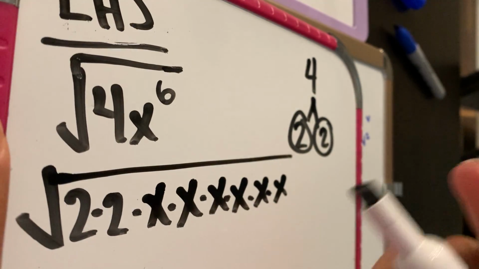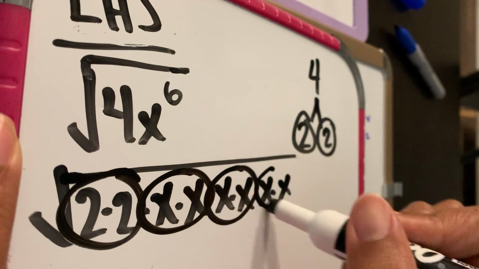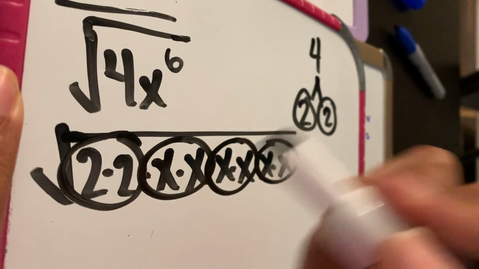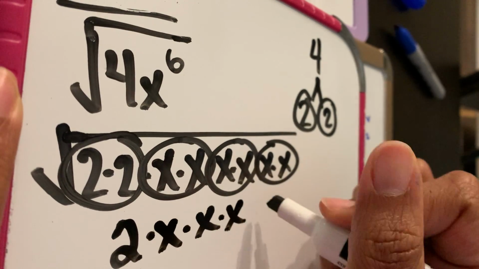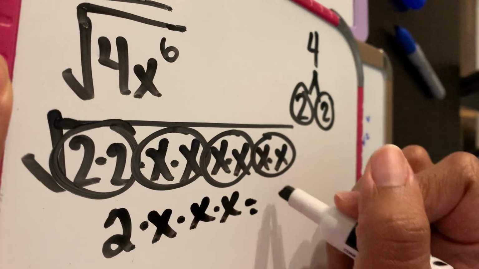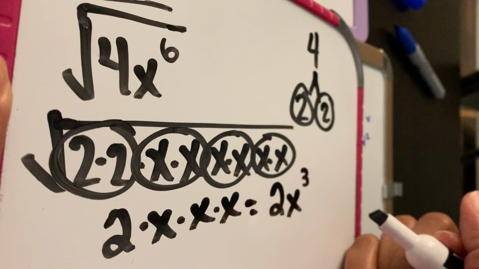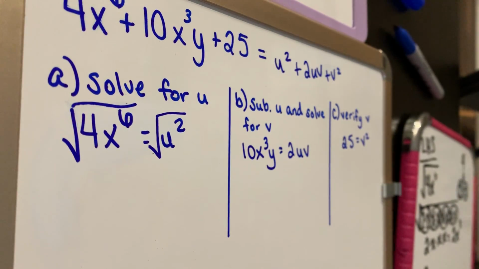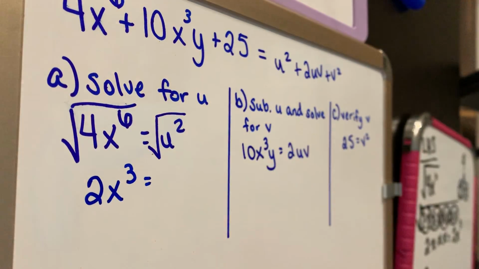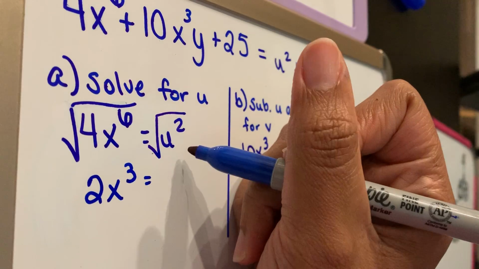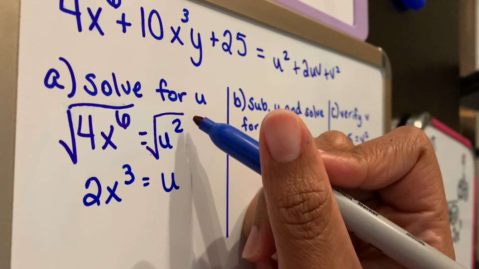And then because of our imaginary index of 2, we need groups of 2. So we have our groups of 2. For each group, only one comes out. So we have 2 times x times x times x. Since we have 3 x's multiplied together, that would be x cubed. So we have 2 times x cubed. We can replace that on here, so this will be 2x cubed. And then we saw from the previous video that the square root of u squared is just going to be u, just to save time. So we're done solving for u.